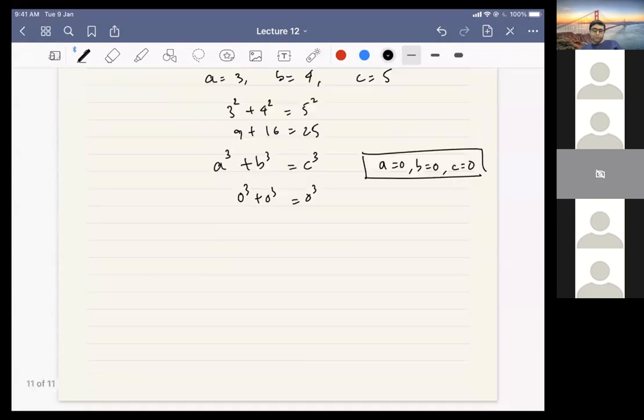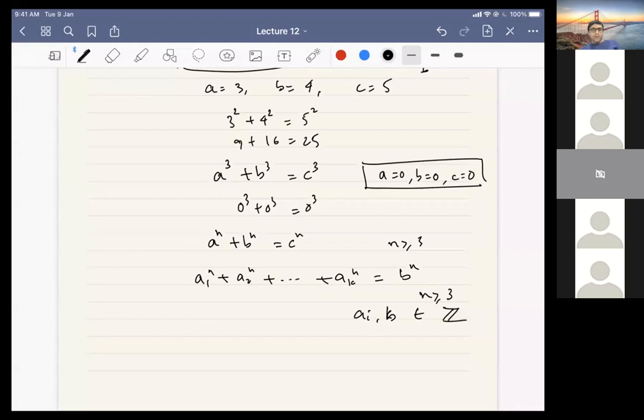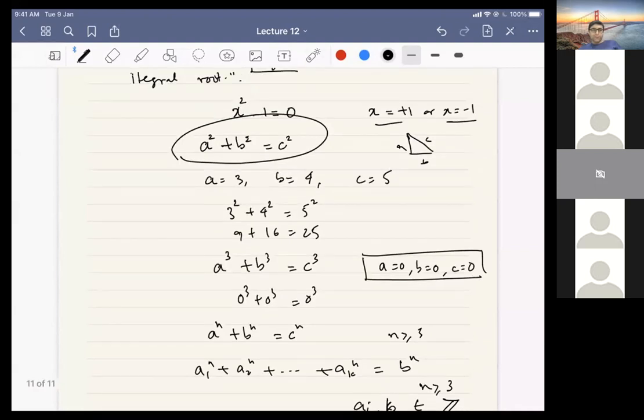And we should not stop just here. Suppose we have a to the power n plus b to the power n equal to c to the power n for n greater than or equal to 3. Is there any solution to that? And why do we stop here? Let's say we have a1 to the power n plus a2 to the power n plus up to ak to the power n equal to b to the power n. Is there any integral solution for this, where n is greater than or equal to 3 and all the ai's and b are integers? So Hilbert was interested in solving such kinds of equations, and there is a special name for such equations which we will talk about later.